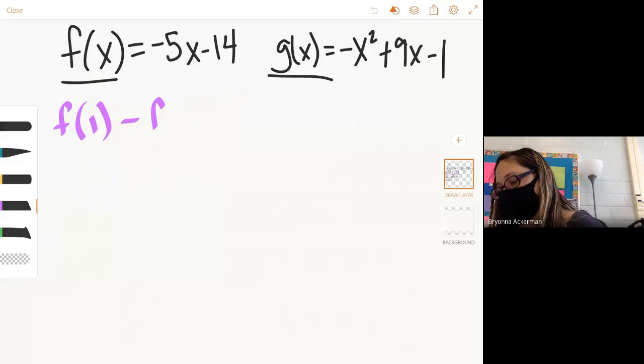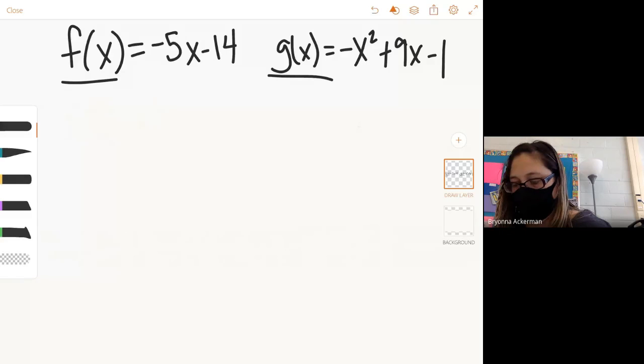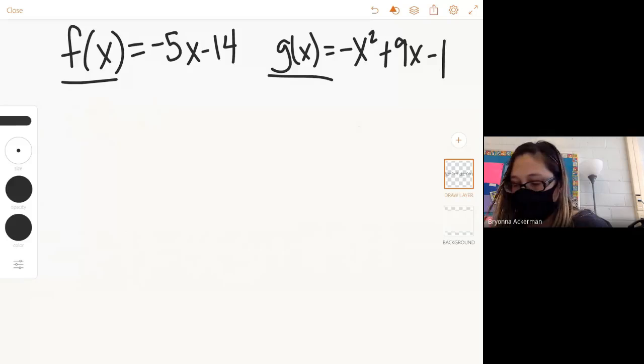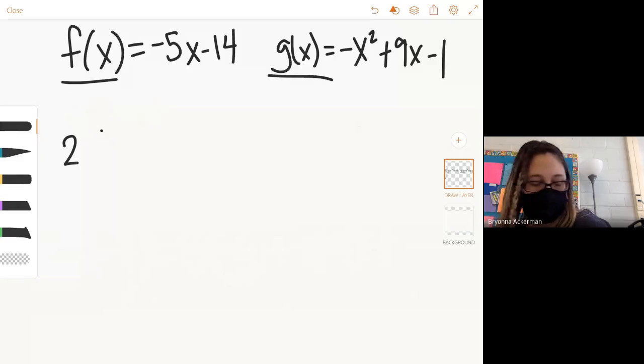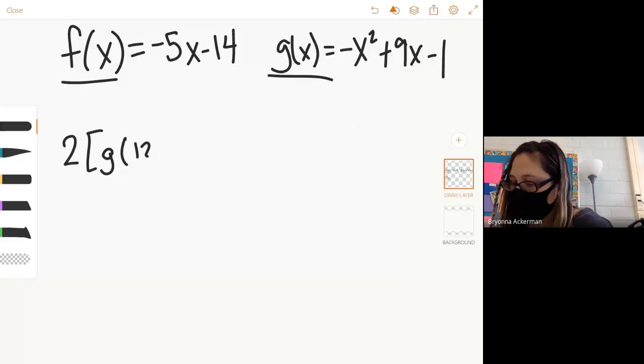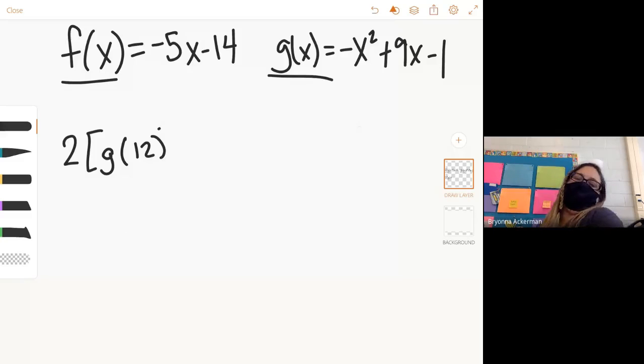If I have 2 bracket, G of 12. Anybody have an idea? What do you think I'm going to do? What? But I have a function inside. So what do I do with that?